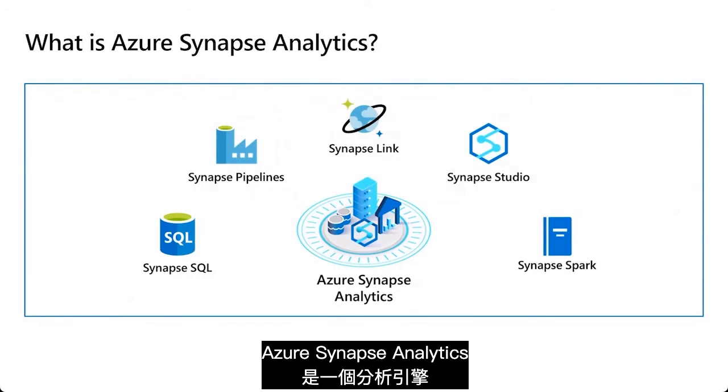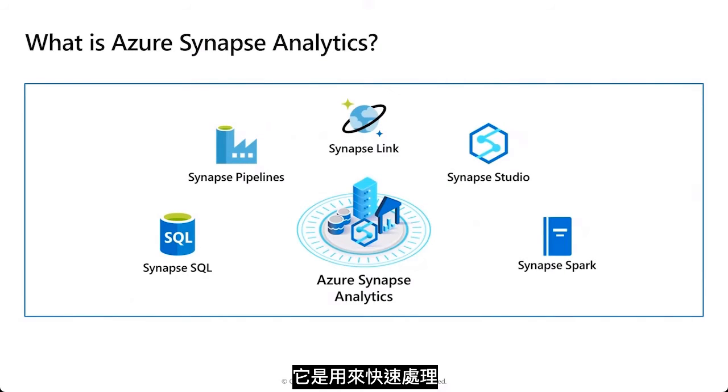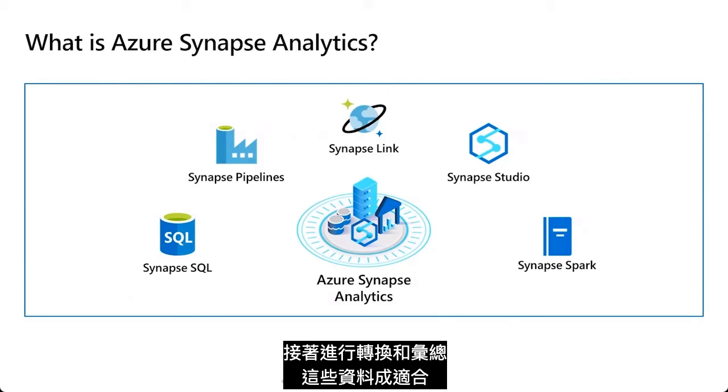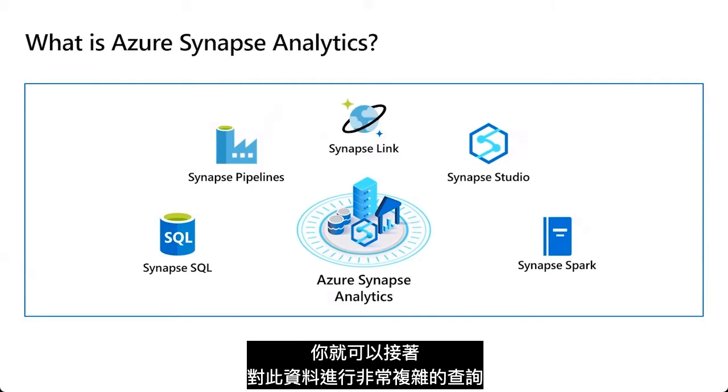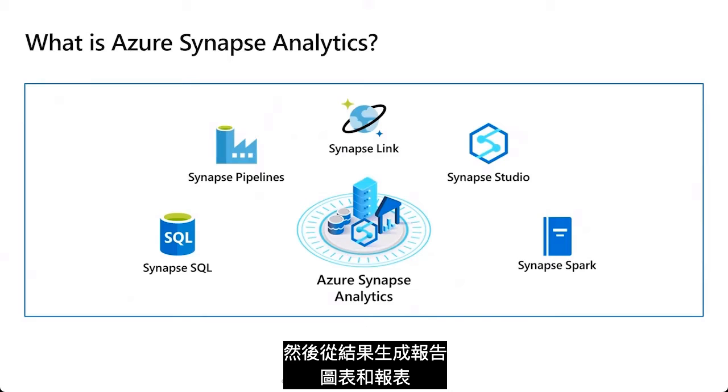Azure Synapse Analytics is an analytics engine. It's designed to process large amounts of data very quickly. Using Synapse Analytics, you can ingest data from external sources. These external sources could be flat files, Azure Data Lake, or some of your database management systems, and then transform and aggregate this data into a format that's suitable for analytics processing. You can then perform very complex queries over this data and generate reports, graphs, and charts from the results.